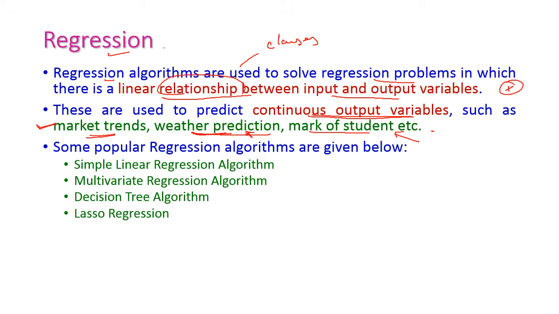Some popular regression algorithms are simple linear regression algorithm, multivariate regression algorithm, decision tree algorithm and lasso regression. So these are some of the popular regression algorithms in machine learning.